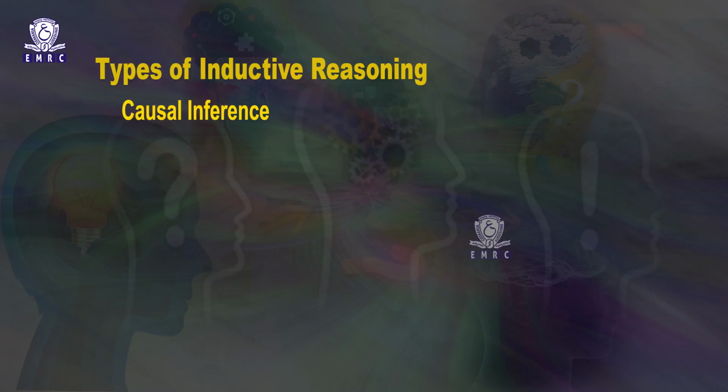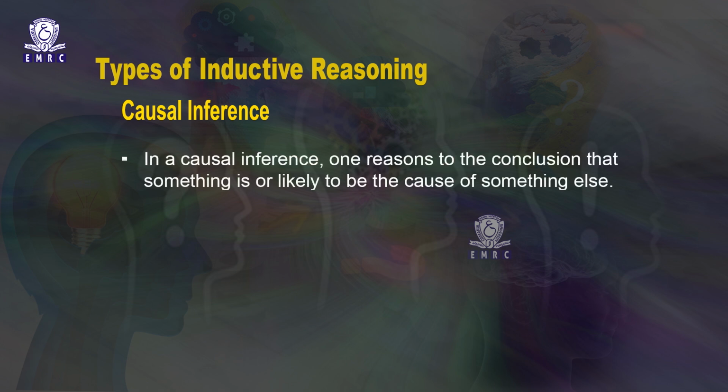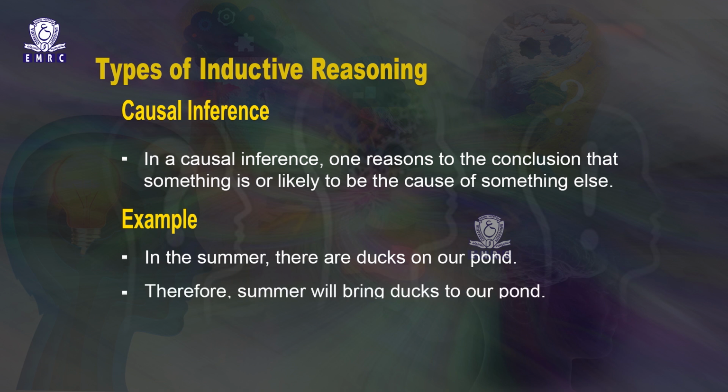The first one is causal inference. In causal inference, one reasons to the conclusion that something is or is likely to be the cause of something else. For example, in the summer there are ducks on our pond. Therefore, summer will bring ducks to our pond. So, I am assuming, basing on the available information, that summer is causing the ducks to come.